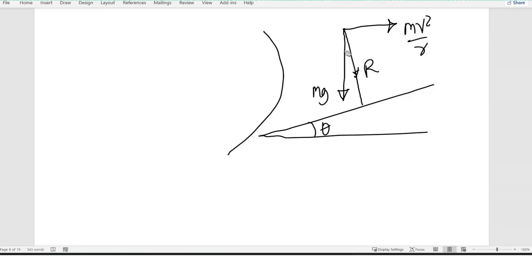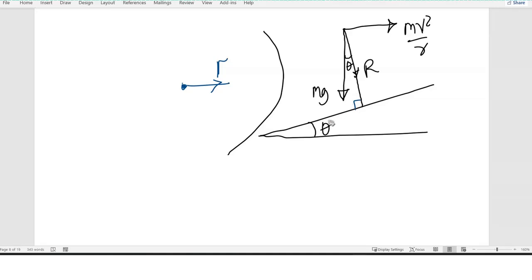So this angle here will finally be theta. The geometry of this diagram tells us that the angle is theta, and for stability, this angle must be 90 degrees. Remember, the circular path is this, and the center could be somewhere there.